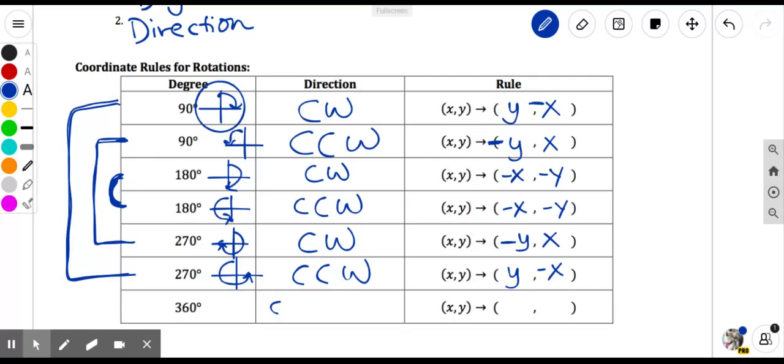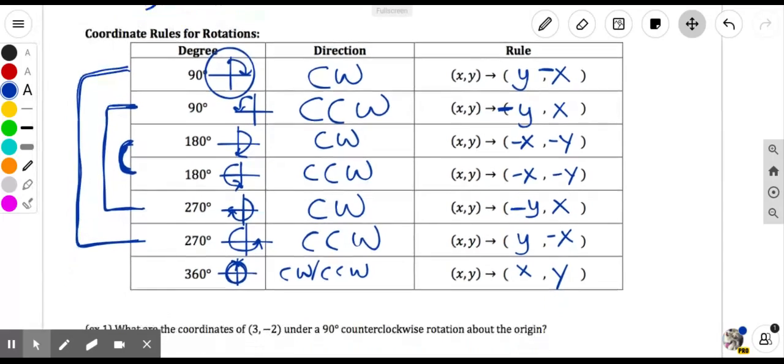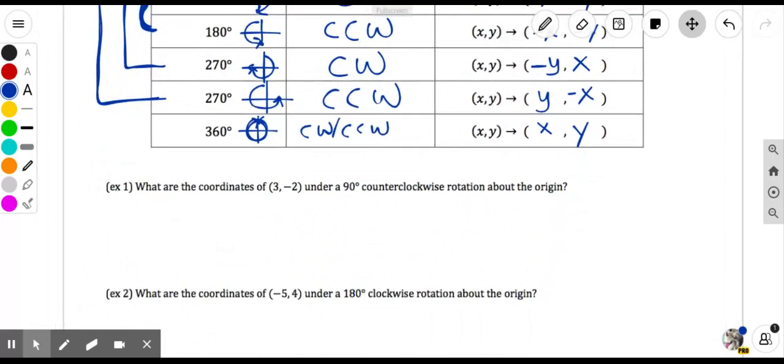360 we don't really ever do. But whether you're going counterclockwise or clockwise, if you're going 360, you're going to end up right where you began. So that's just x, y. I don't ever ask you to rotate 360. I just like to mention it so you know what would happen.